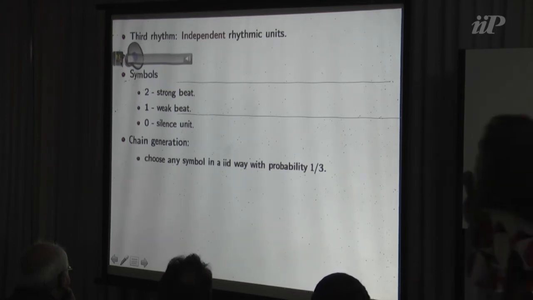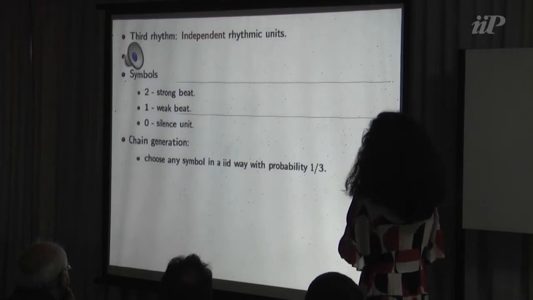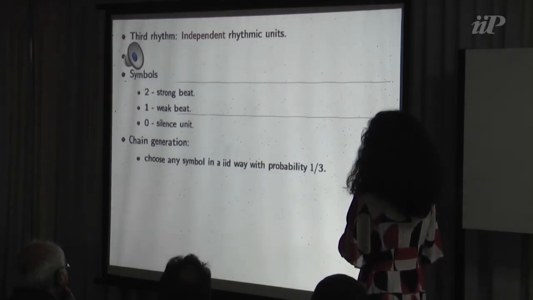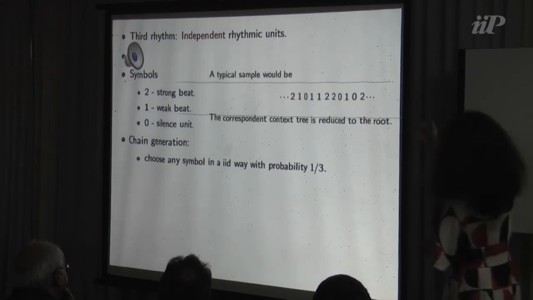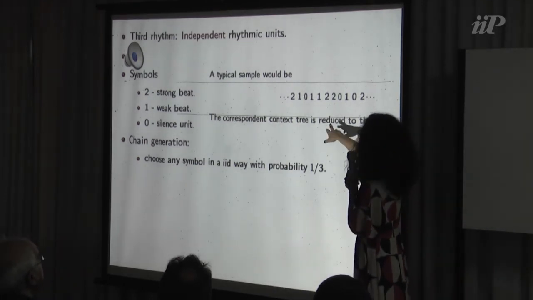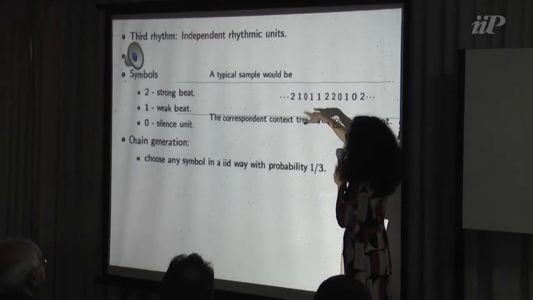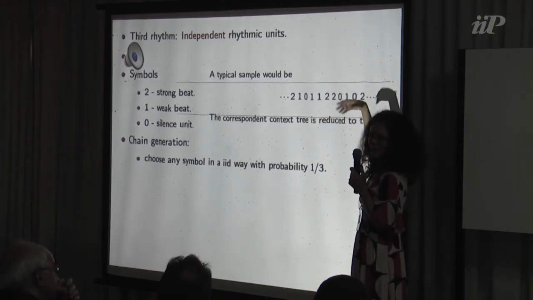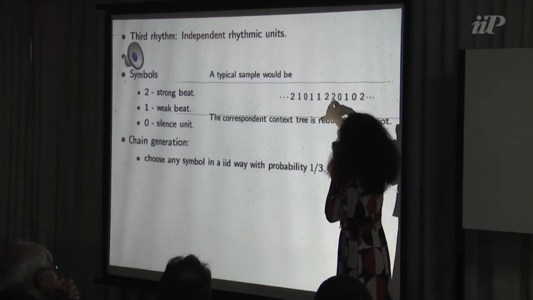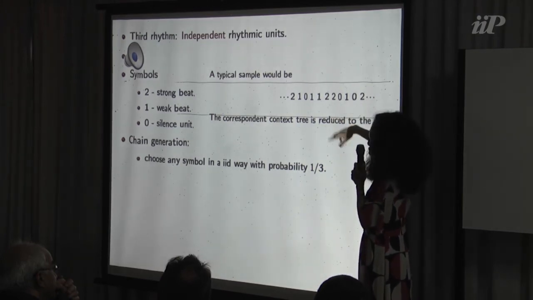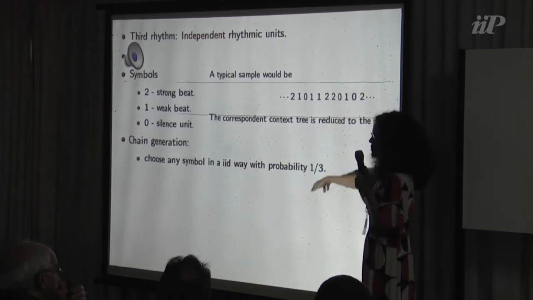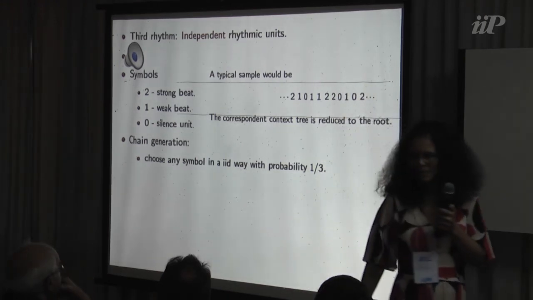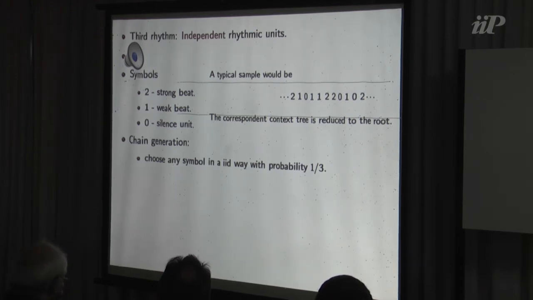The third condition is what we called independent rhythm units. In this case, we have no context tree. I mean, it's reduced to the root. In fact, at each time point, you can have any of the three possibilities. So it's with a probability of 1/3. Okay.